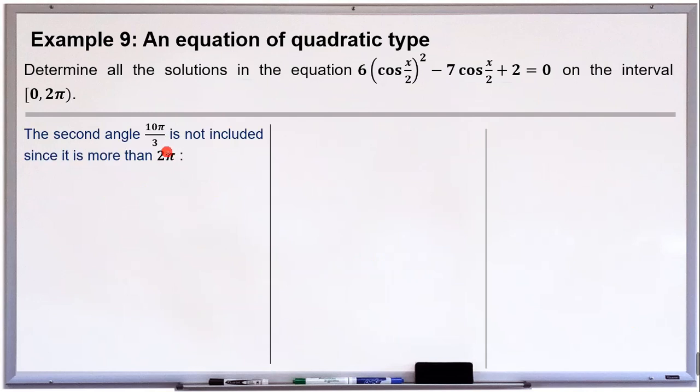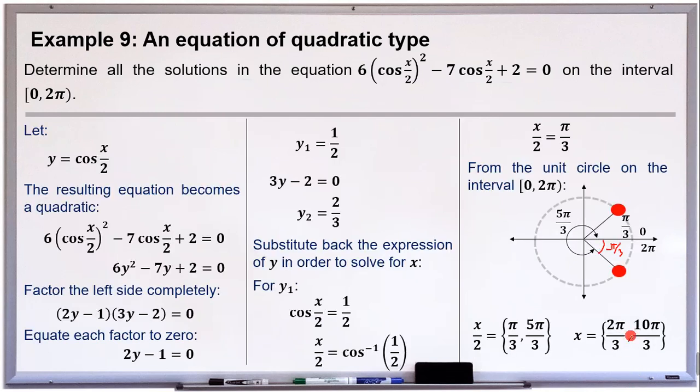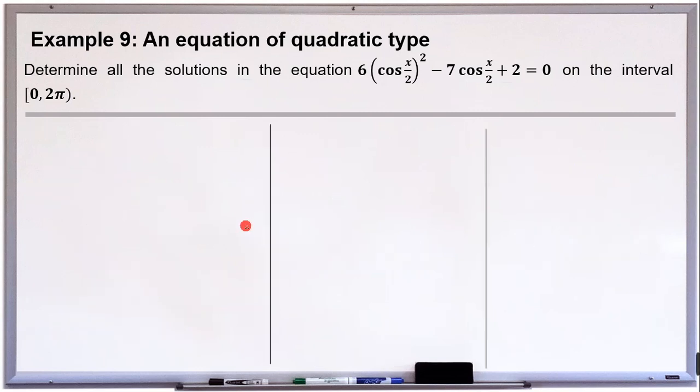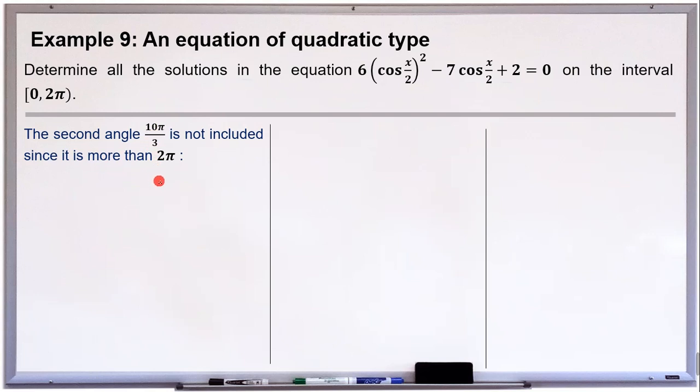So for the second angle, we still need to evaluate this one first. Since we multiplied by 2, there are some changes for the values of the angle. Maybe one of these angles exceeds 2 pi, the limit of our interval. Since the second angle, 10 pi over 3, is not included because it is more than 2 pi. If we convert it to decimal form, this is more than 2 pi because 2 pi is roughly 6 point something. So the value of x in the first factor is only 2 pi over 3.